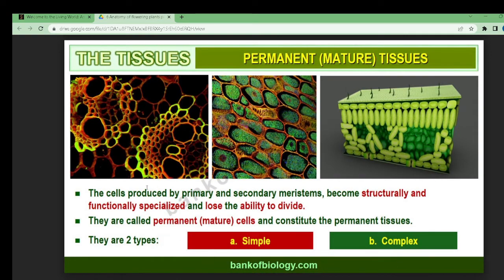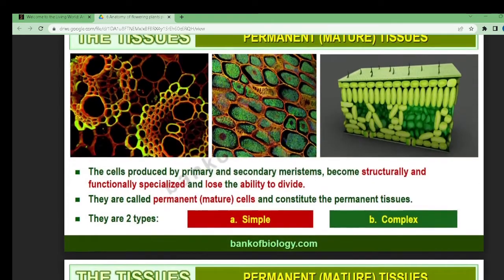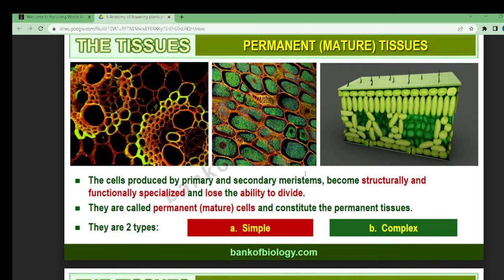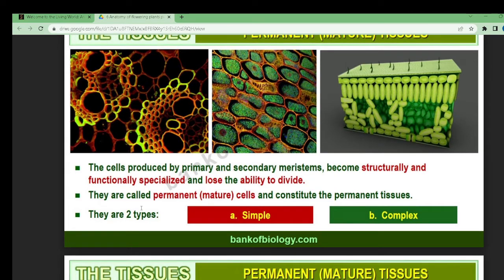Now in that case, what happens? They lose the ability to divide. In the case of meristematic tissue, they have the ability to divide. They generally perform cell division very rapidly, but in the case of permanent tissue, they lose the ability to divide because they are fully matured. They are structurally and functionally specialized and matured too, so they are called permanent cells and constitute the permanent tissue.